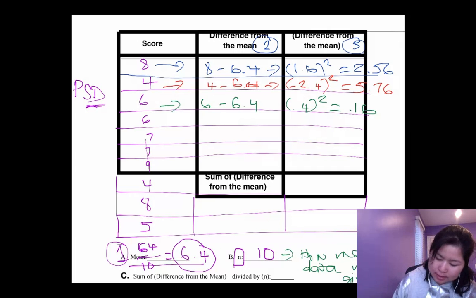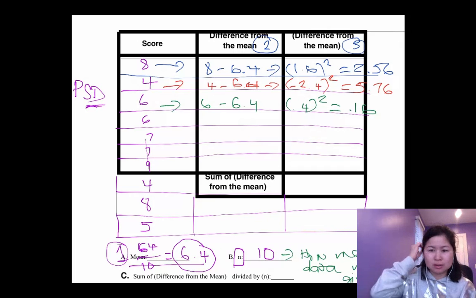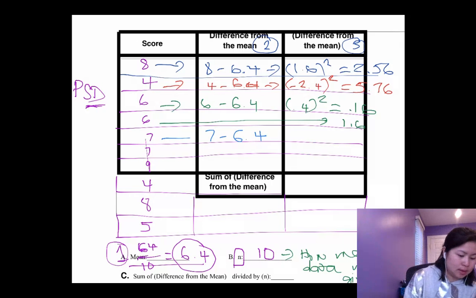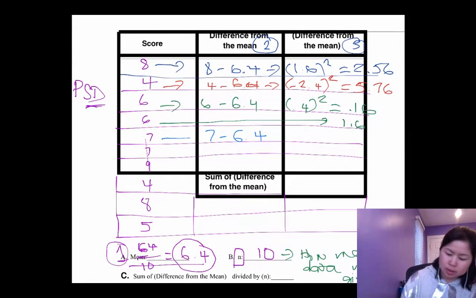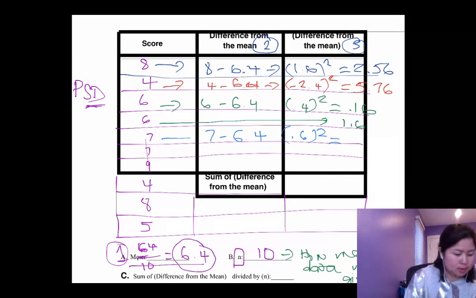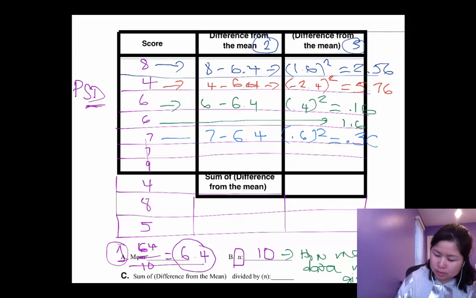One thing is that if I have the same numbers, I don't need to do the steps again. I know this is 6, so I know it's going to be 1.6. Okay, let's do 7. 7 minus 6.4. That's going to be 0.6. Square it. 0.36.